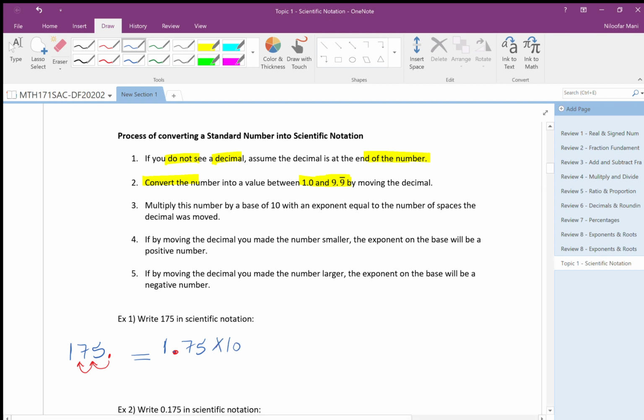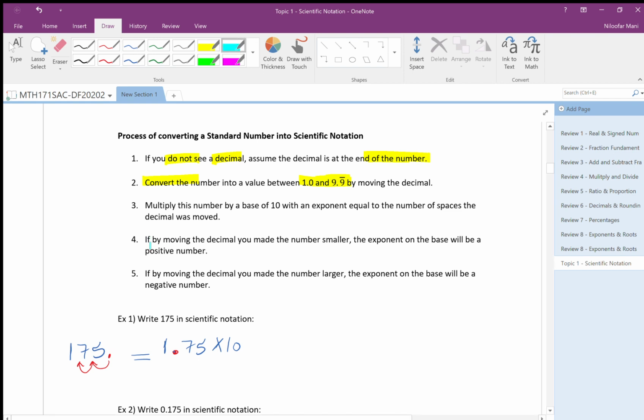Okay, how many moves do I have? If you make your number smaller, so 10 power something, multiply this number by base 10, and the exponent must be equal to the number of moves you had. So two moves I had, two moves to the left. I made my number smaller.